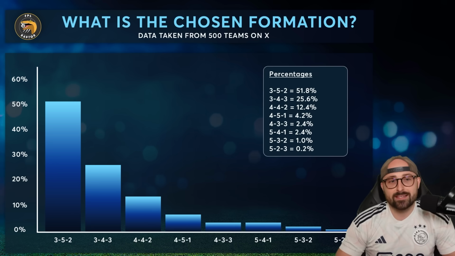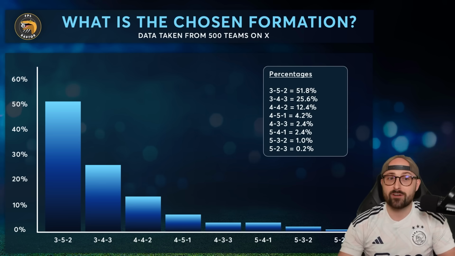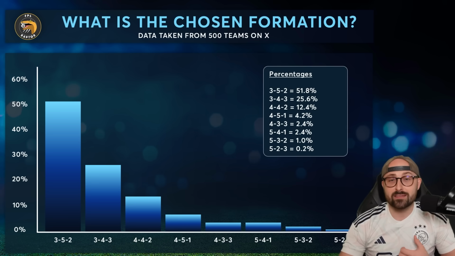3-4-3 was then, and this isn't a big surprise, 3 at the back has always been the most popular, but then 3-4-3 was the second most popular, surprisingly, in at around 25.6%. So there is a notable drop-off from 51.8 to 25.6. Then you can see after that, the third most popular formation was a 4-4-2 down at 12.4%. So basically, around 3/4 of managers are playing a 3 at the back.